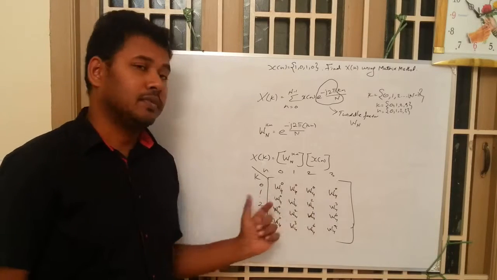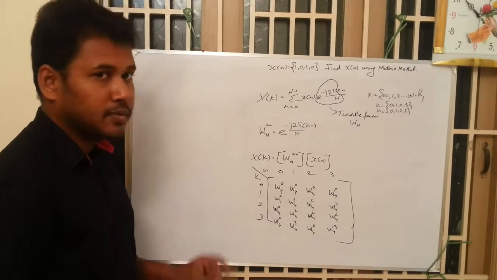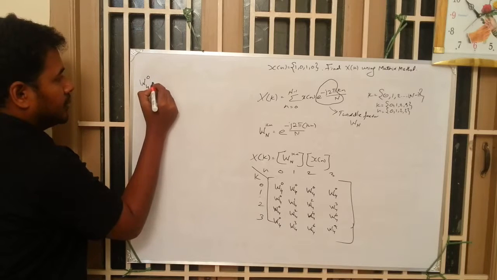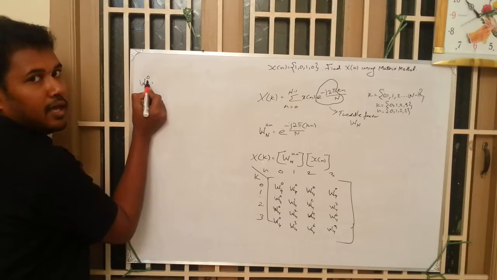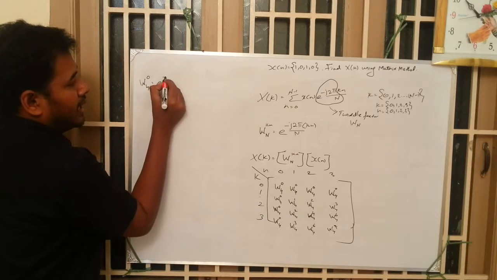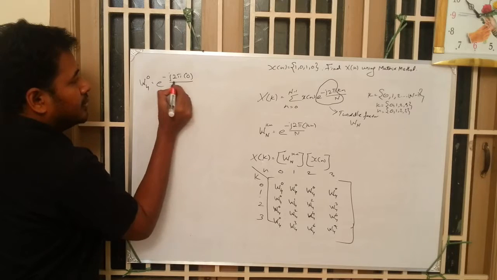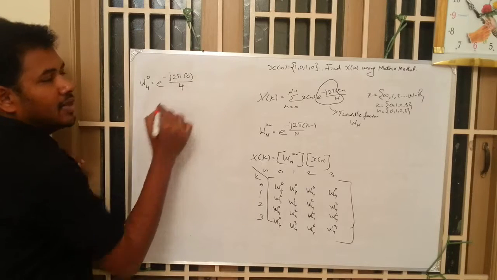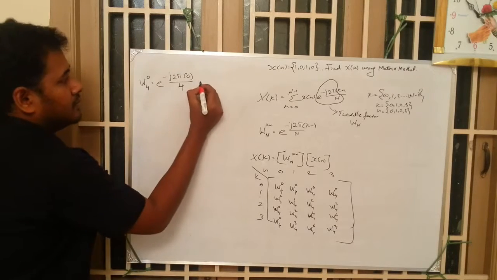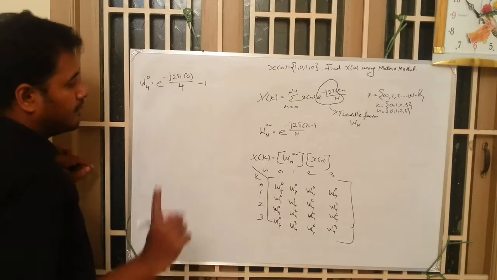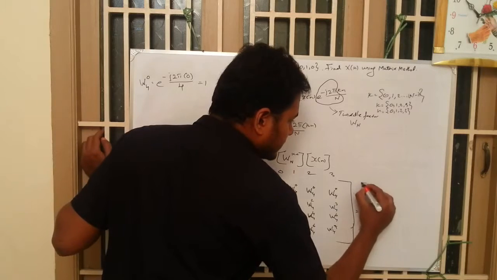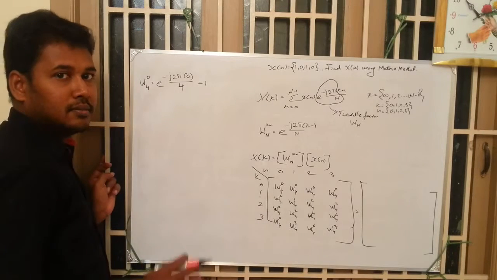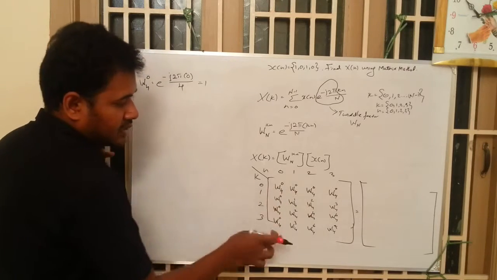Now we have to find the values for the corresponding W base 4 power k. So what is W base 4 power 0? According to the formula, instead of kn we are having the value 0, and N we are having 4. So it is e power minus j 2 pi into 0 by 4. So e power 0, 0 into anything is going to be 0, and e power 0 is going to be 1. So W base 4 power 0 is 1. So we can form the new matrix. Wherever W base 4 power 0 comes, we can replace it with 1. So the first row and the first column are completely 1.